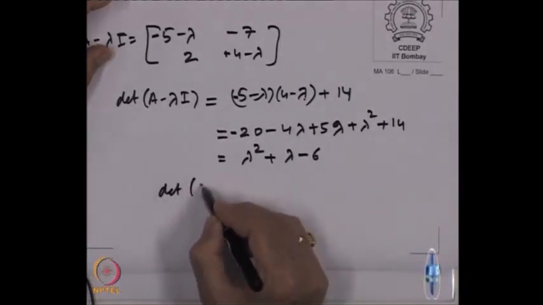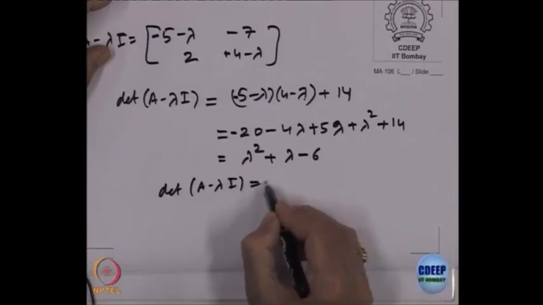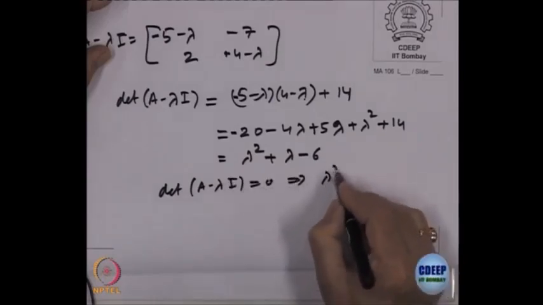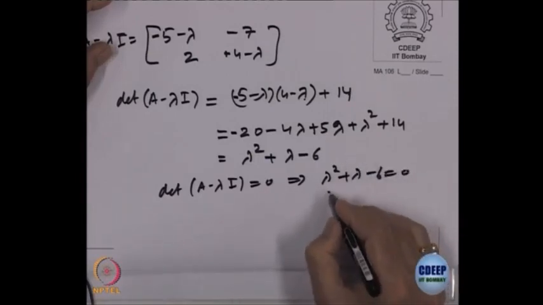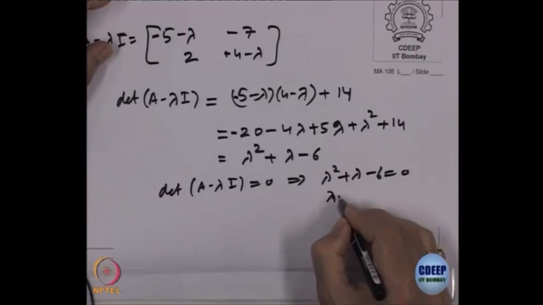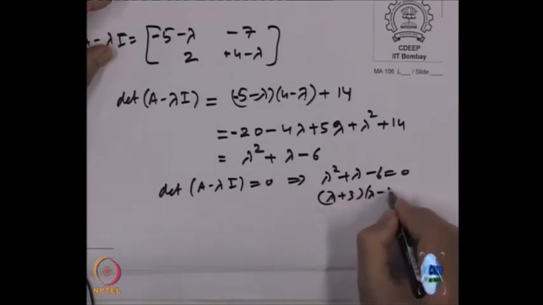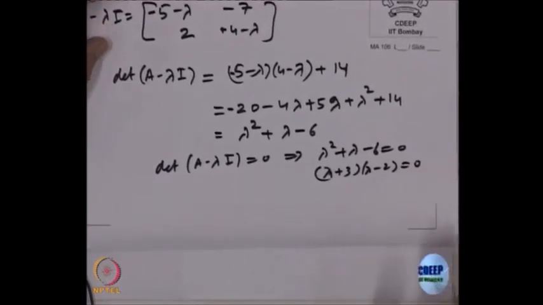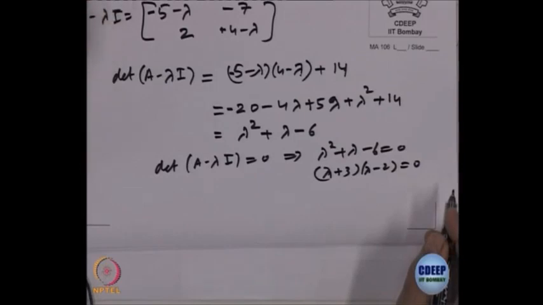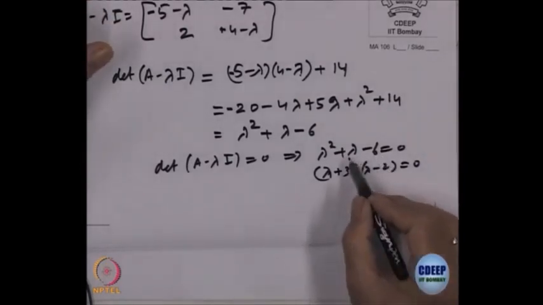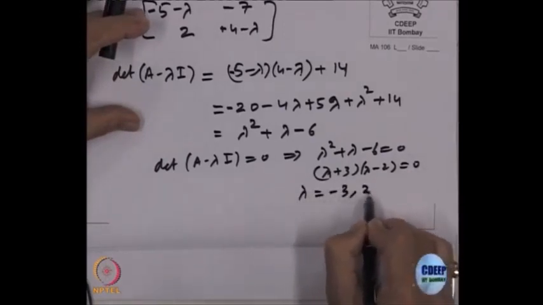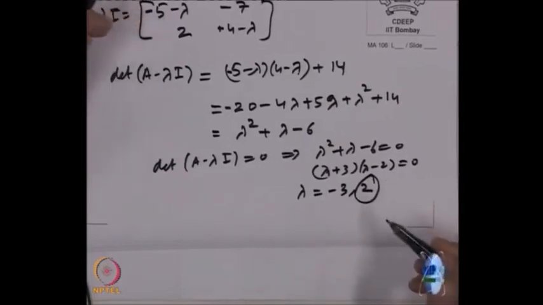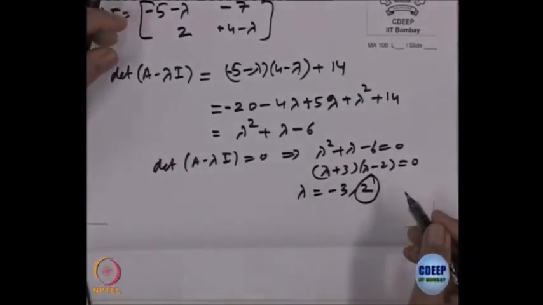So, the determinant of this equal to 0 implies lambda square plus lambda minus 6 is equal to 0. So, what is that? (Lambda plus 3)(lambda minus 2) equal to 0. Is it okay? Going back to school, factorization: 6 factors into 3 and 2, and you want plus here. So lambda is equal to minus 3 and 2. That is how this scalar 2 came in the beginning.